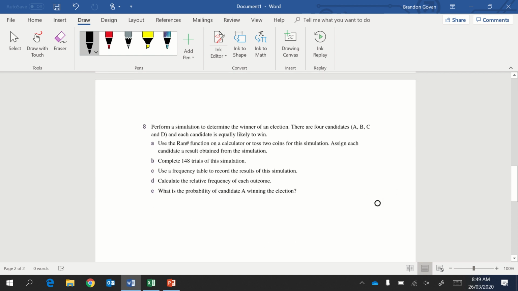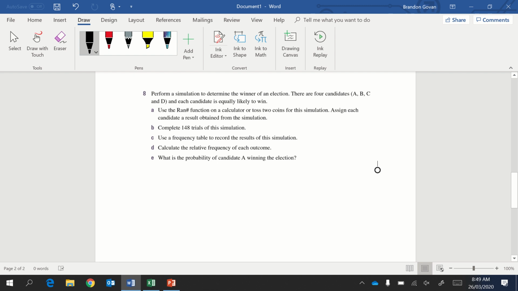We're going to look now at question 8 from your textbook. This is a question on simulations, and this one might be a little bit more difficult to understand if we haven't seen it before. Actually, we'll read the question first.